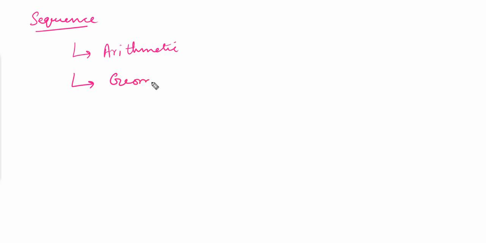The topic is sequences. In this topic we will discuss three types of sequences in IGCSE or GCSE maths. Number one is the arithmetic sequence. The second is the geometric sequence. And the third is the quadratic sequence. These are the three types of sequences that we have to discuss in this video. So let's start with the arithmetic sequence first of all.